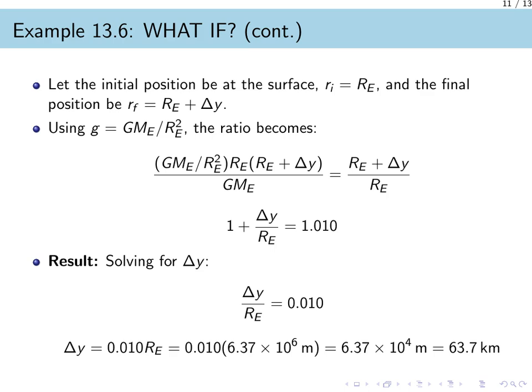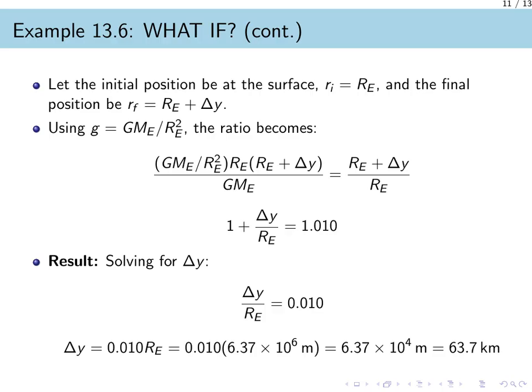Let us continue our calculation to find the height where the simplified potential energy formula has a 1% error. First, we substitute our specific positions into the ratio from the previous slide. The initial position, r sub i, is the Earth's radius, r sub e. The final position, r sub f, is the altitude delta y above the surface, so it is r sub e plus delta y. Next, we replace the surface gravity, g, with its definition, the quantity G times m sub e, all divided by r sub e squared.